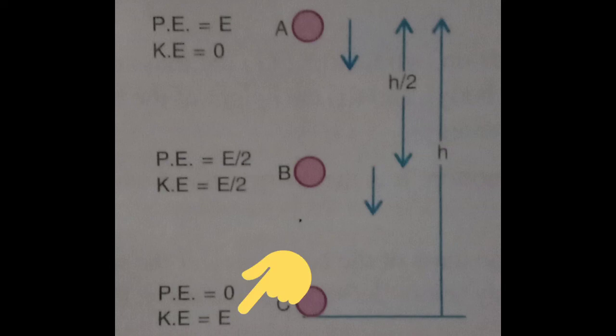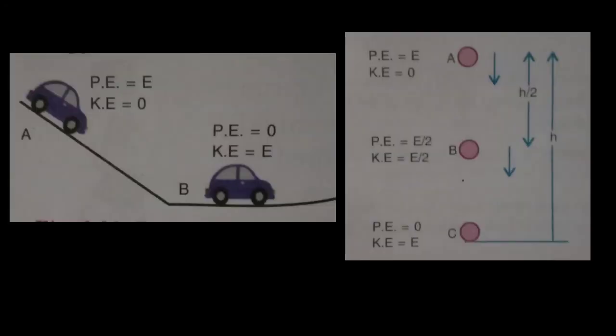If you take it at point A, B and C, at every point the total energy is always E. Point A is also E, point B is also E, and finally at point C the total amount will be equal to E. This is the example of conservation of energy, or energy is always conserved, or always constant.